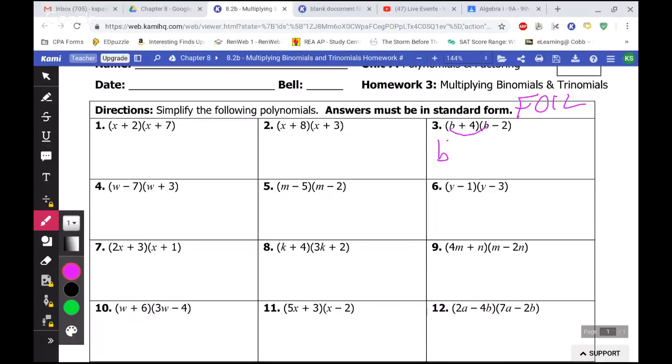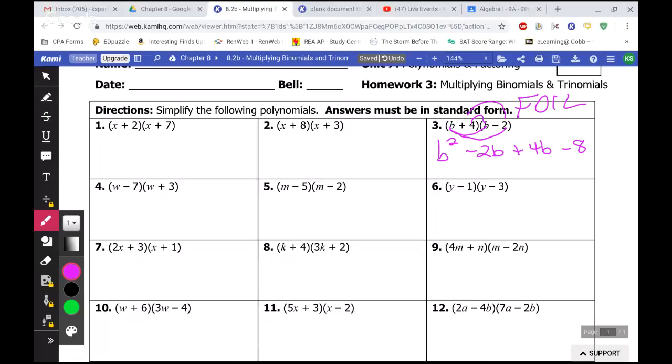So that's going to be b squared, because that's what f is, first. And now we're going to do outer. So that's going to be b times -2, which is going to be minus 2b. And then we're going to do inner, which is 4 times b. And then we'll do last, which is going to be 4 times -2, which is -8.